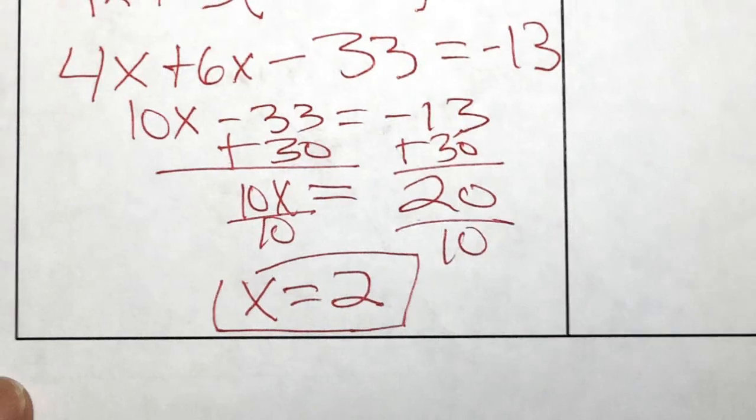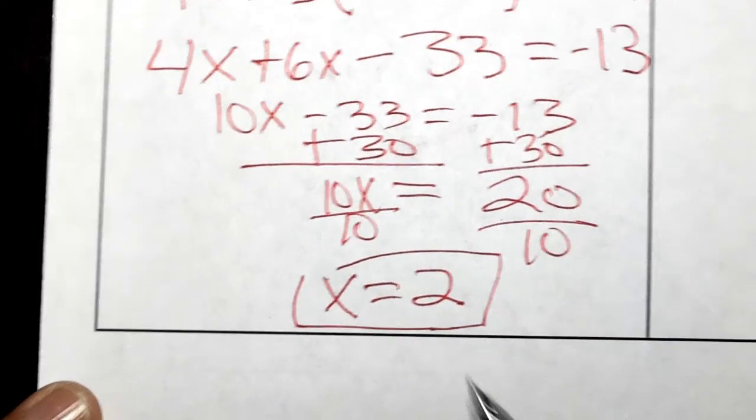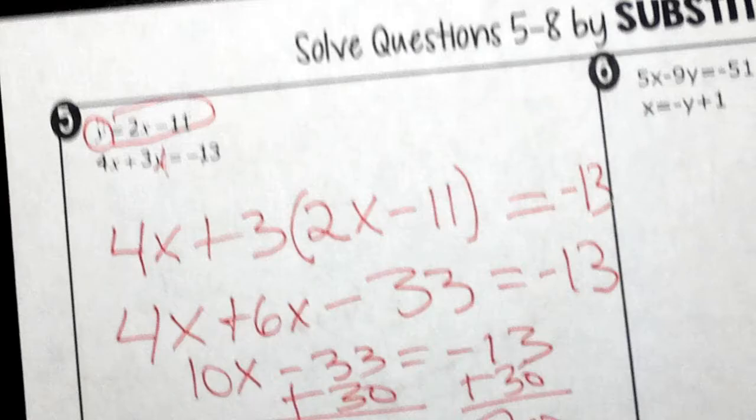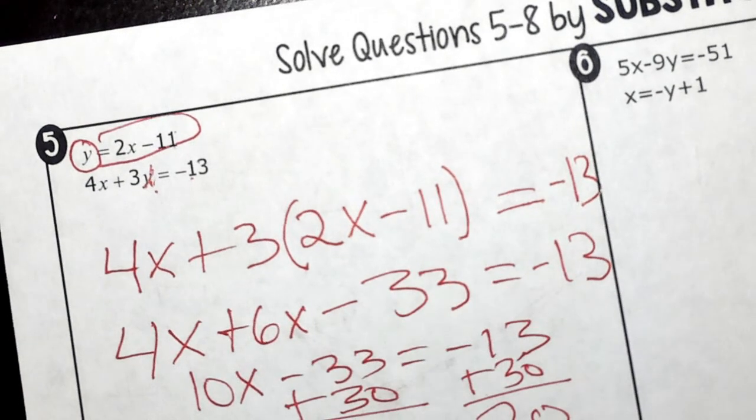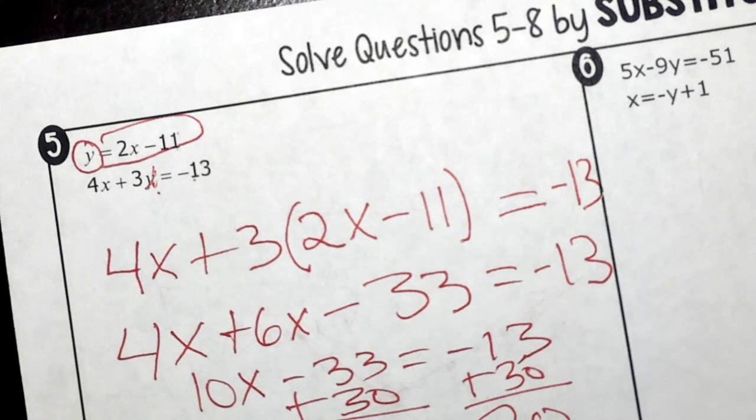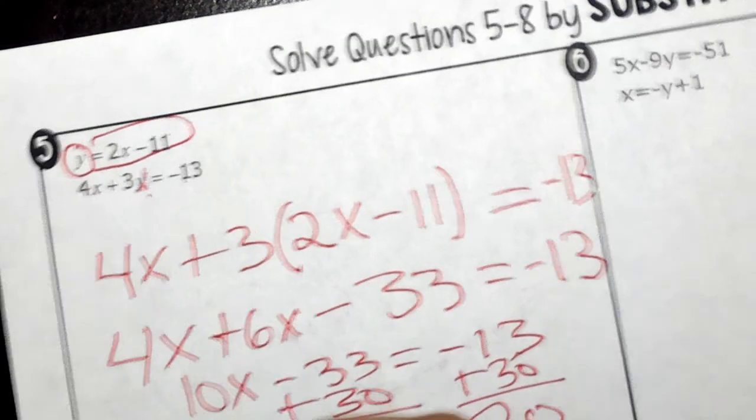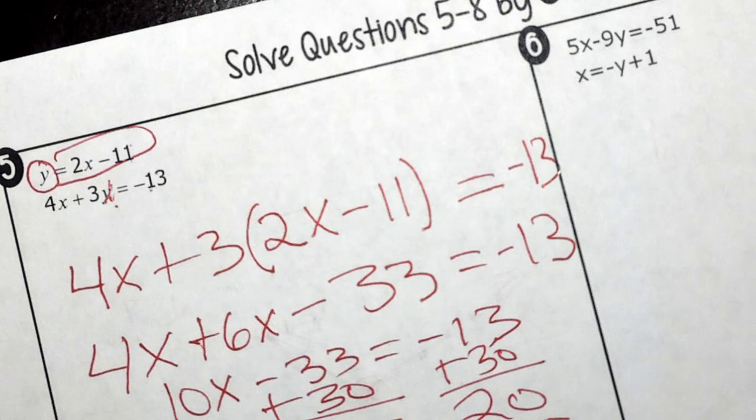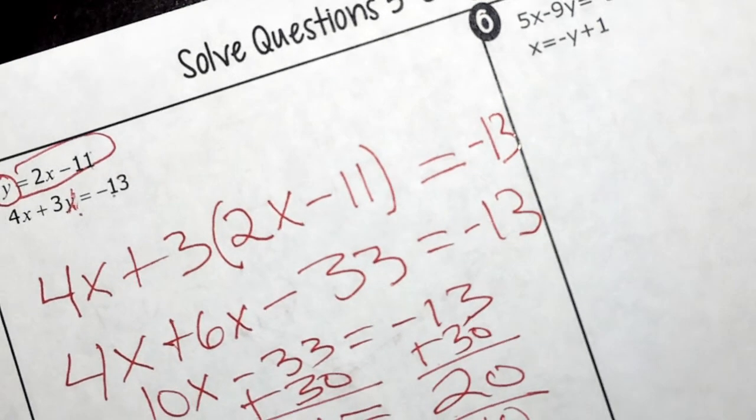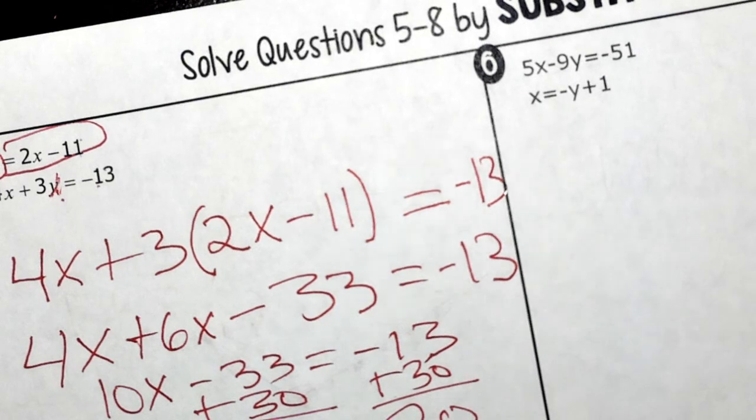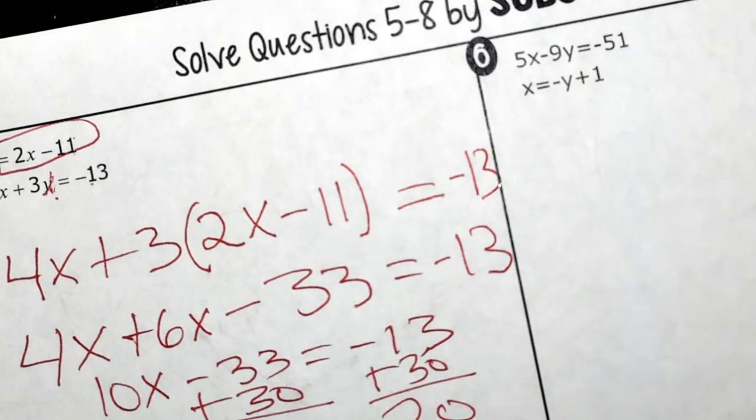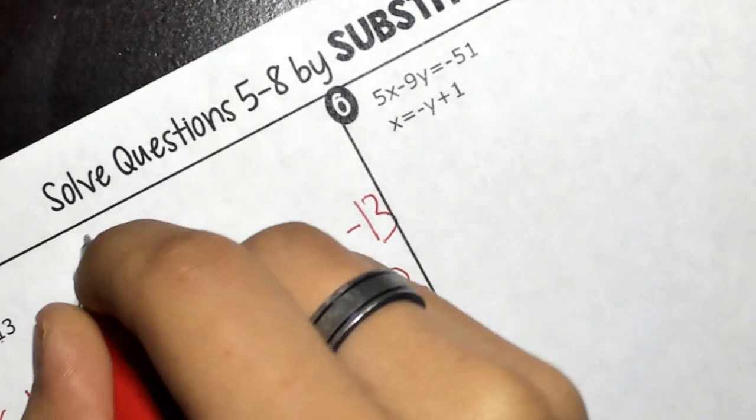There we go. So that would be your answer for x. So now if you plug into one of these equations, for x, 2, you would substitute your x value is 2 minus 11. So 4 minus 11 equals negative 7. So your y value would equal negative 7. So then your answer would be 2, negative 7.